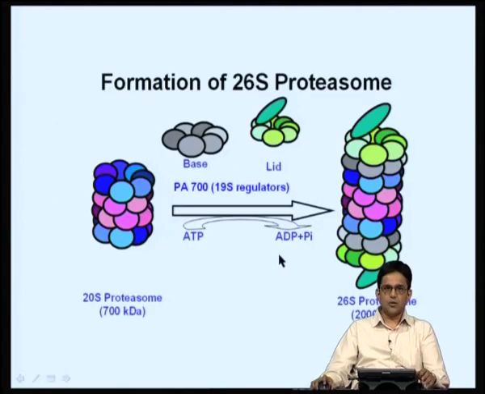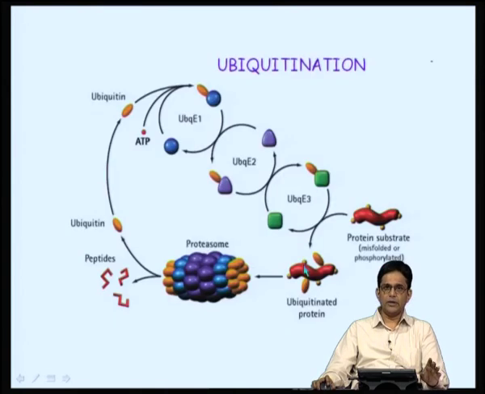So this is a cartoon just to show. This is the 20S proteasome, as was mentioned, and this is the 19S base, and this is the lid. In the presence of ATP, you have the 26S proteasome, and it's the 26S proteasome which is responsible for the ATP and ubiquitin dependent degradation of proteins.